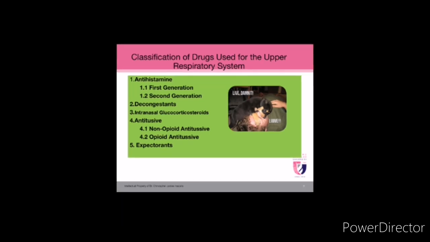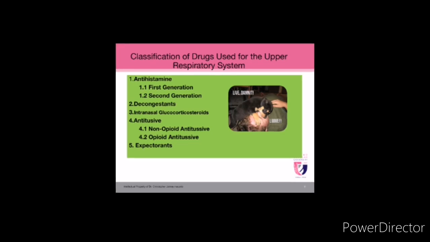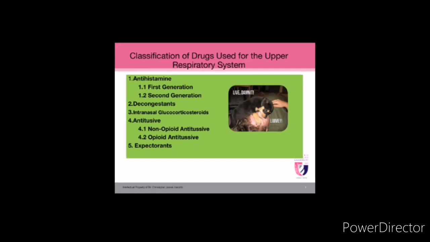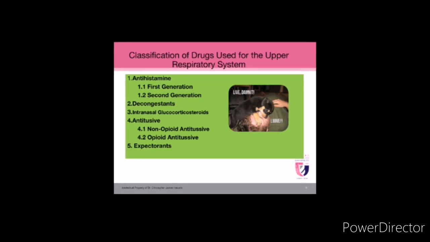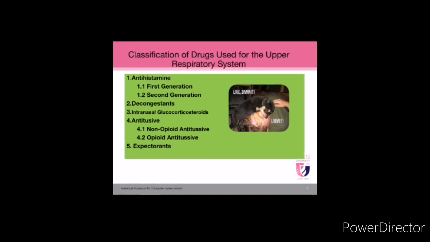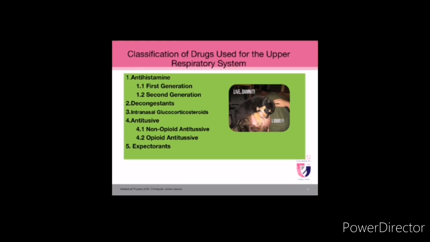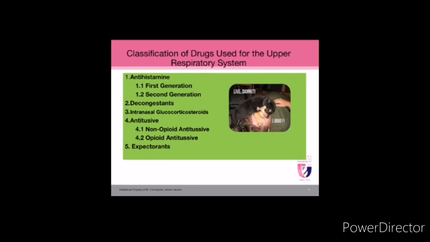So, classifications of drugs used for the upper respiratory system. Number one, you have your antihistamine. You have your first and second generation. So, magkaiba yung dalawa na yon because there are more side effects of your first generation as compared to your second generation. You have your decongestants. Number three, intranasal glucocorticosteroids. Number four, you have your antitussive.